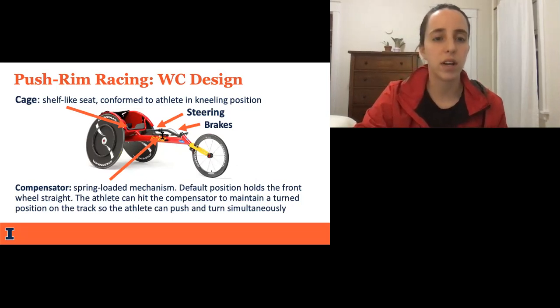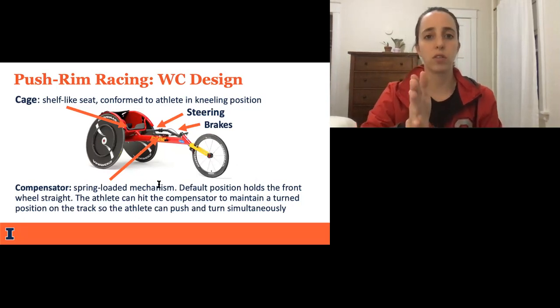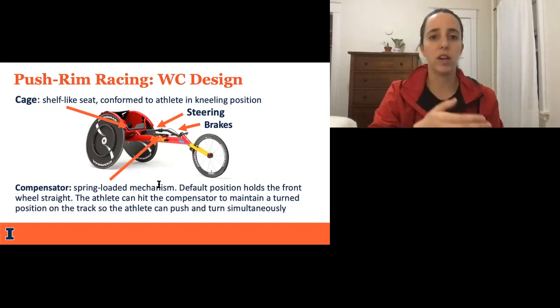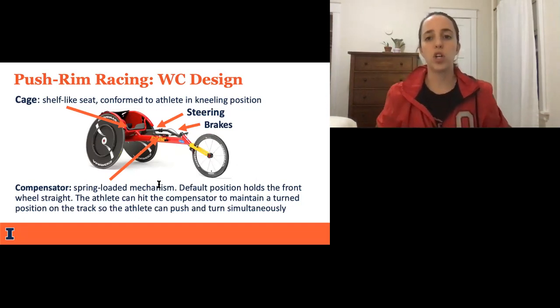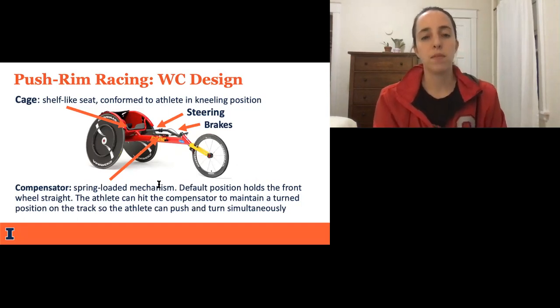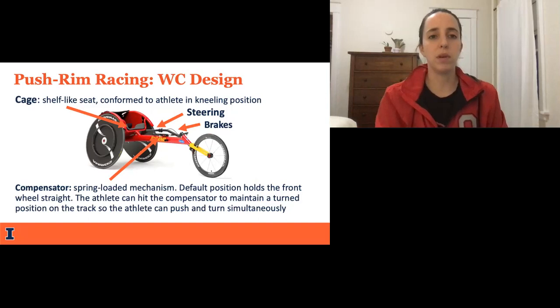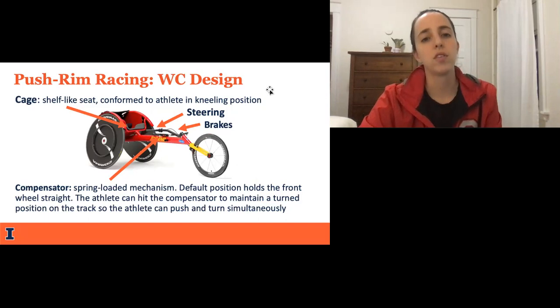This compensator right here is a spring-loaded mechanism. The default position holds the front wheel straight, so the athlete can hit the compensator to move the wheel, and then the compensator will maintain that wheel in a turned position. So the athlete can push at the same time that the wheel is turned. On a track, they can take that turn while they're pushing, which makes them a little bit more efficient. They can also use the steering lever here to steer the chair as well. That's going to be less efficient because you can only use one hand on the chair while the other hand is steering. There's also a brake here.